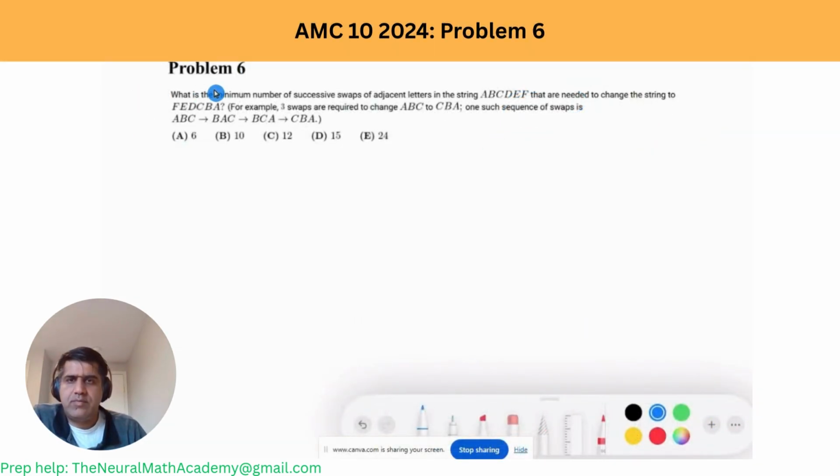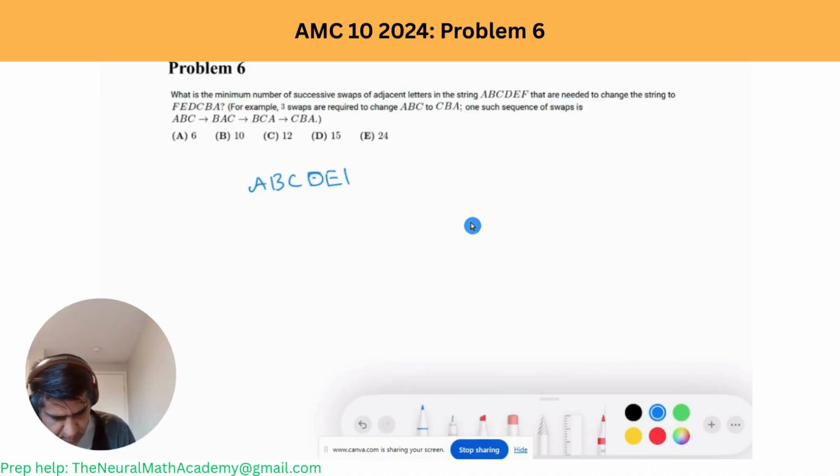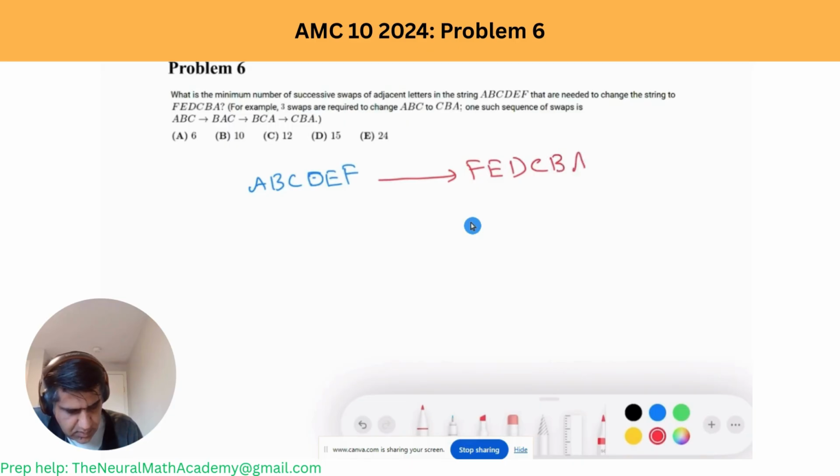So now let's look at problem 6, where we are asked: what is the minimum number of successive swaps of adjacent letters in the string A, B, C, D, E, F that are needed to change the string to F, E, D, C, B, A. So we are given this string A, B, C, D, E, F, and we have to change it to this form F, E, D, C, B, A.